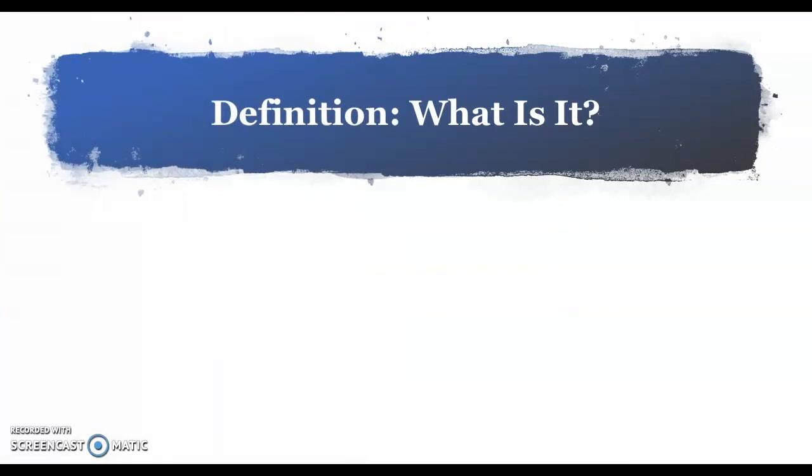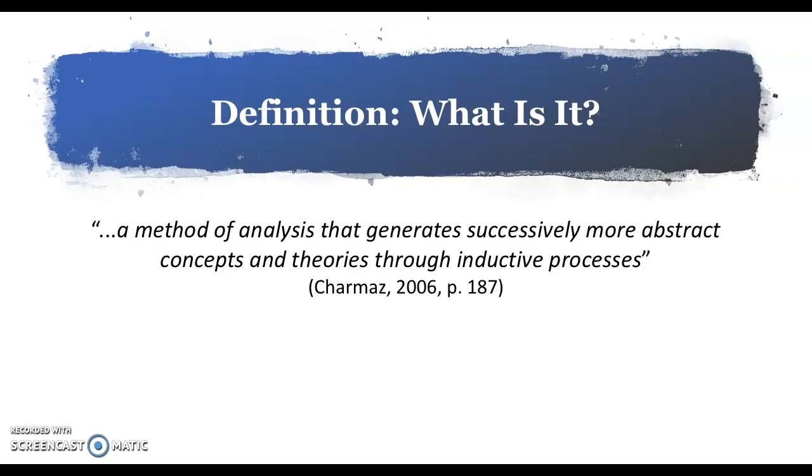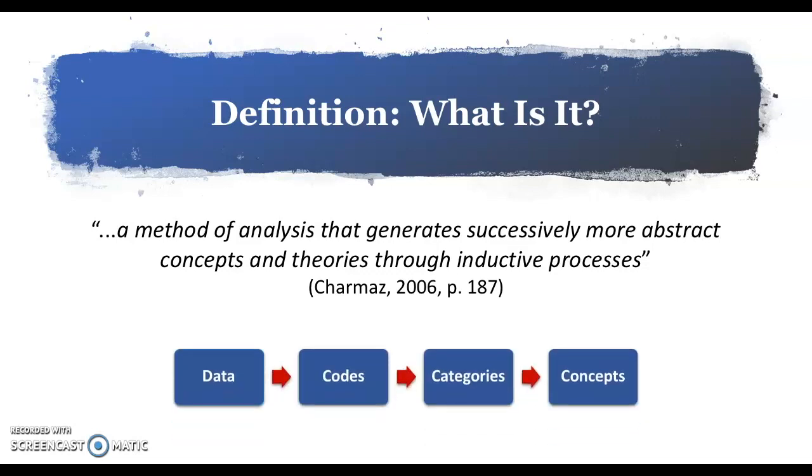The constant comparative method is a data analysis process and coding strategy that breaks data down into manageable pieces, allowing them to be compared for similarities and differences. More specifically, it's defined as a method of analysis that generates successively more abstract concepts and theories through inductive processes, based on the comparison of data with data, data with codes, codes with codes, codes with categories, categories with categories, and categories with concepts. Whew, I know that was a lot, but as you can see, the constant comparative method involves the systematic choice and study of several comparison groups.